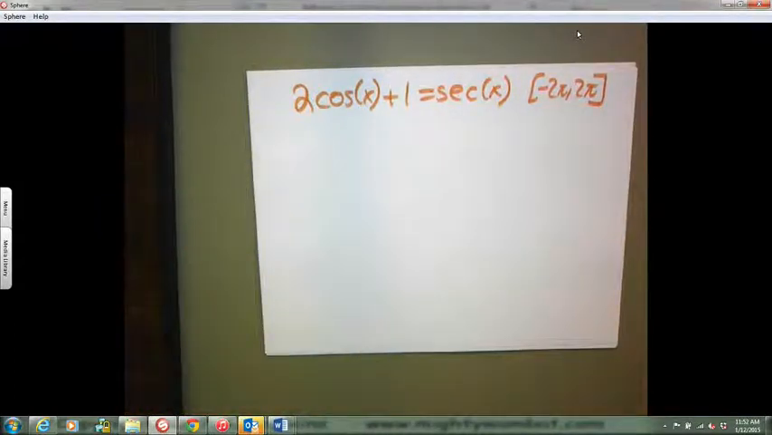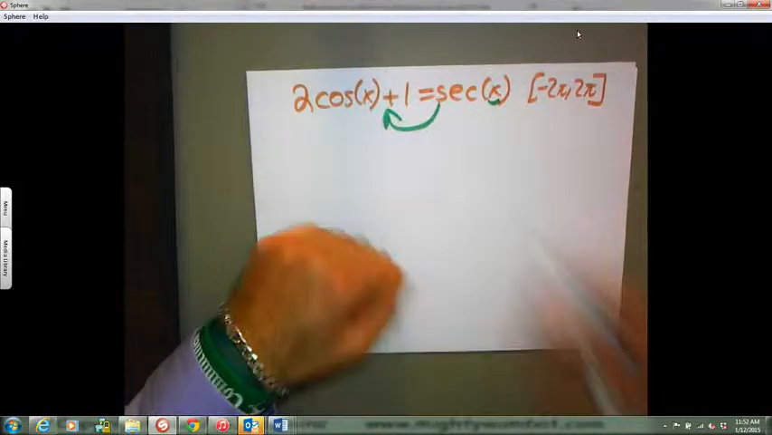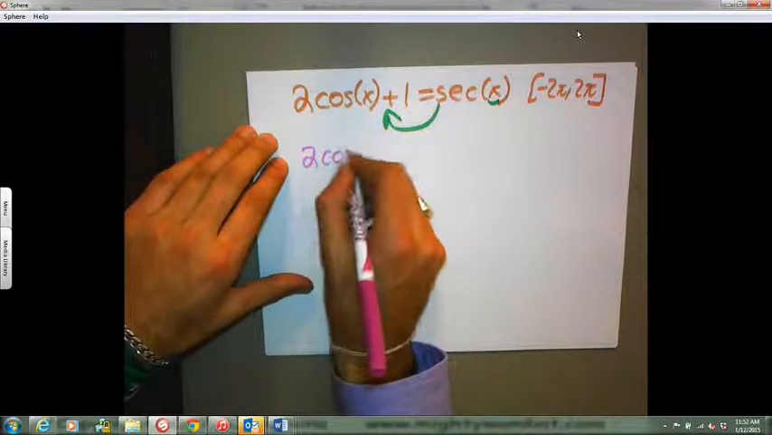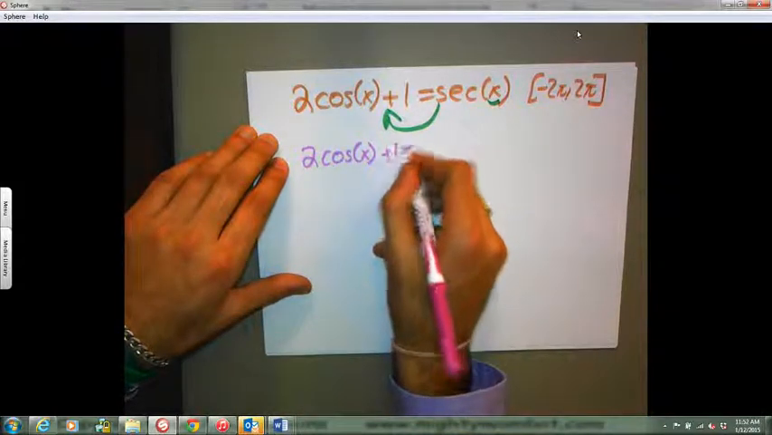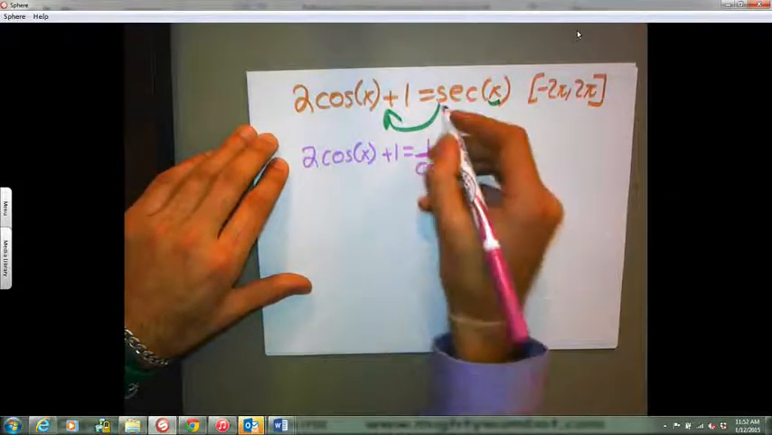All right. So, I think we definitely want to move this variable over to here, right? But before we do that, it might be nice to write this so that there's not a secant there, so that it's maybe like a 1 over cosine. Because remember, it's better to have all cosines if possible, or all sines, or all tangents. Better to just have one trig function. So we've got this so far. Just rewrote this piece right here.